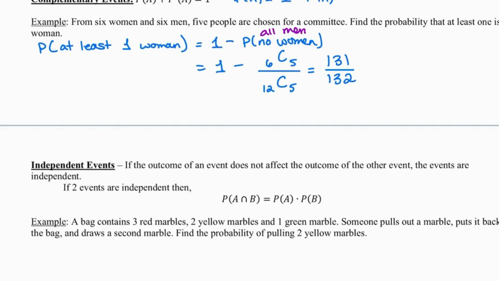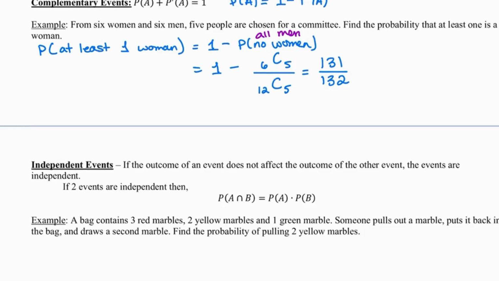That means the complement event would have been that 1 out of 132 committees is a committee of all men. So again, complementary events kind of minimize the amount of work. I only had to do one probability, and I subtracted it from 1 to get the sum of all the other 5 different committees that could have been made with at least one woman.